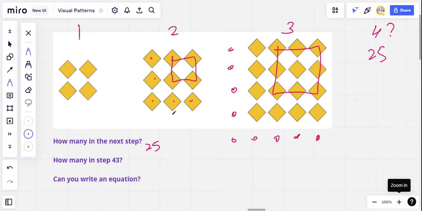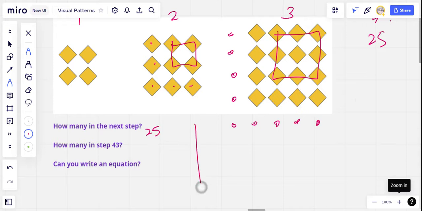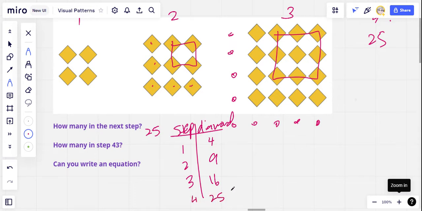This is a 2 by 2 square. Here's a 3 by 3 square. Here's a 4 by 4 square, and then 5 by 5. But let's look at this pattern in a chart first. I'm going to make a chart, and we're going to put our step number and our number of diamonds. In step number 1, we've got 4 diamonds. In step number 2, that's 3 by 3, so that's 9 diamonds. In step number 3, that's 4 by 4, so we've got 16 diamonds. And then in step 4, we're predicting 25 diamonds.